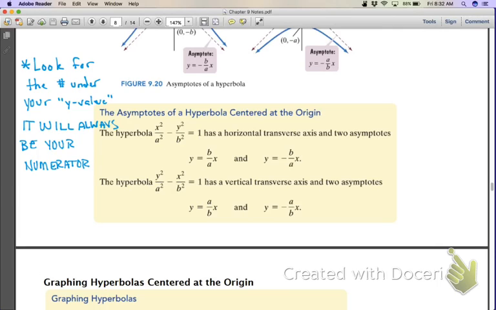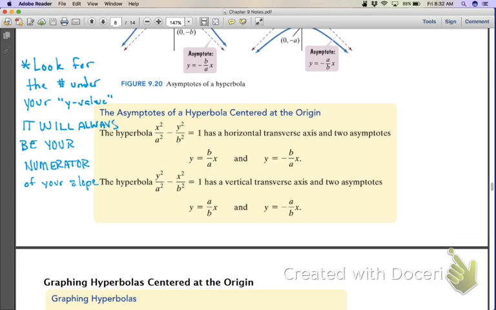You can write down the formula, but what you want to do is find your y value. You find your a or your b, the denominator underneath that, or the square root of that value. That will always be the numerator of your slope. I guess I should put that. You always have a plus and a minus regardless.